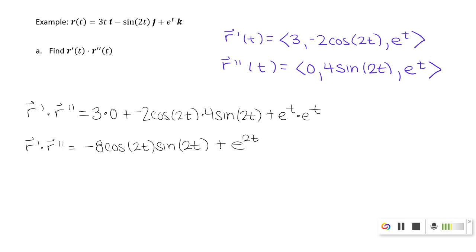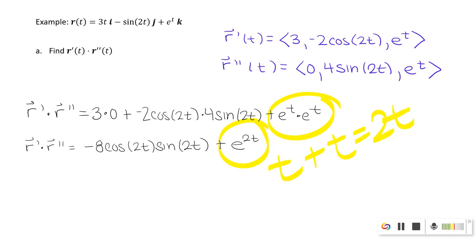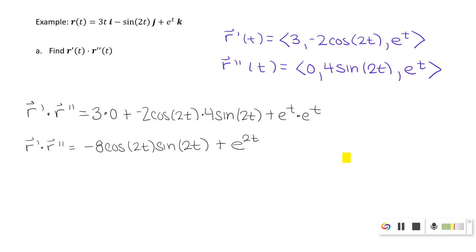And I'll simplify that down. 3 times 0 is just 0. Then negative 2 cosine 2t times 4 sine 2t, that's negative 8 cosine 2t sine 2t. And then finally, e to the t times e to the t. When we multiply, we add the exponents, and so that's how I got the e to the 2t there. That expression is my answer. Again, when you're finding the dot product, your answer is not going to be a vector. It's just a function.